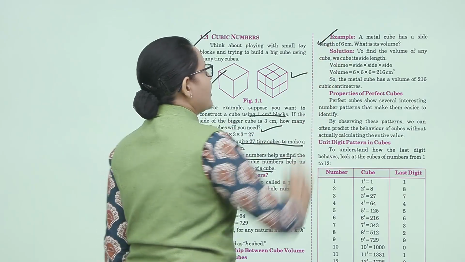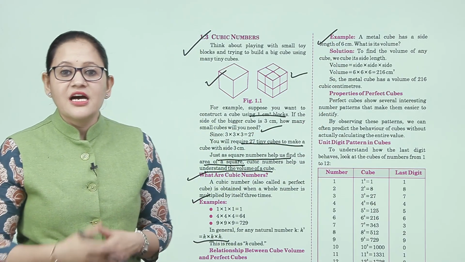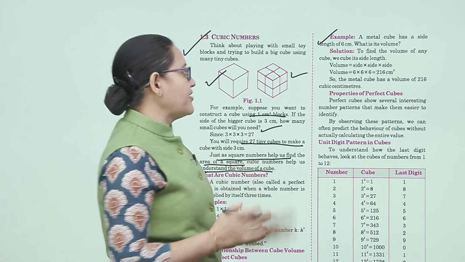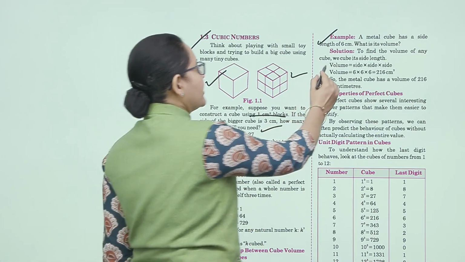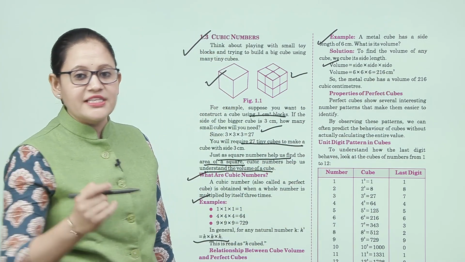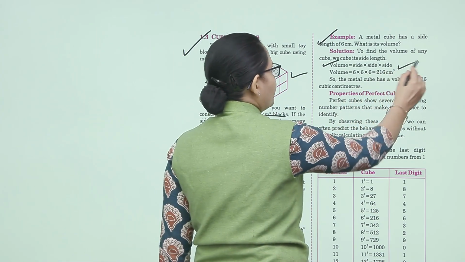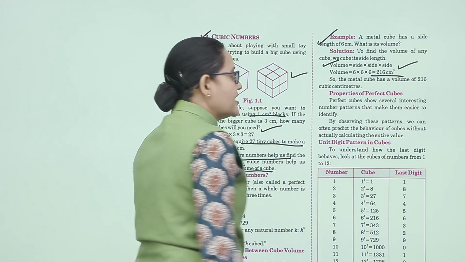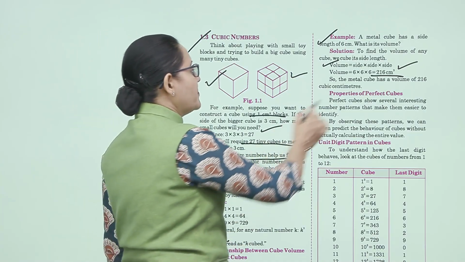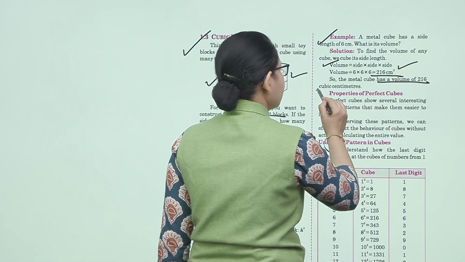Now, we will take an example here. A metal cube has a side length of 6 centimeter. What is the volume? Side is given, we have to find the volume. Volume equals side into side into side, 6 into 6 into 6, that is 216 centimeter cube. We always express volume in cubic units. Clear? So, the metal cube has a volume of 216 cubic centimeter.